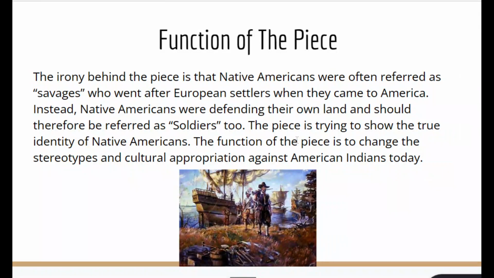The function of the piece is to change the stereotypes and cultural appropriation against American Indians today, and also just how they were represented back then. So they really should get the respect that they truly deserve, because it's not right for them to be called something that they weren't. And this piece of art is really just trying to show that both individuals were soldiers, just in very different ways. And only one was able to be referred to as one.